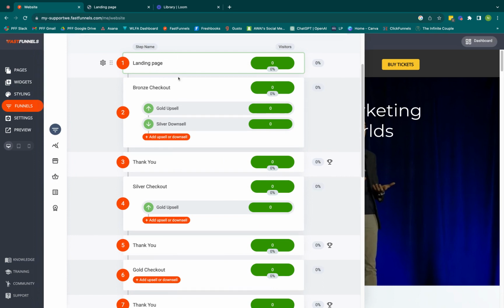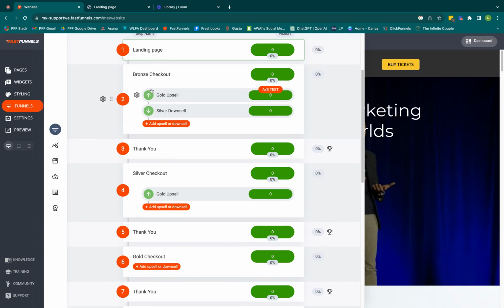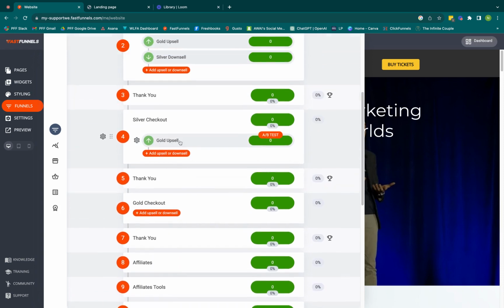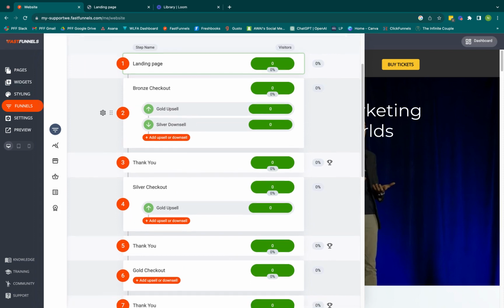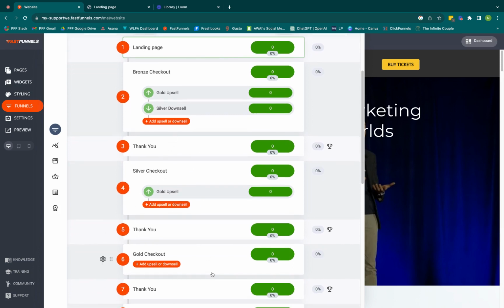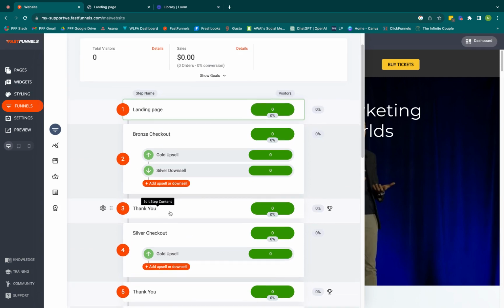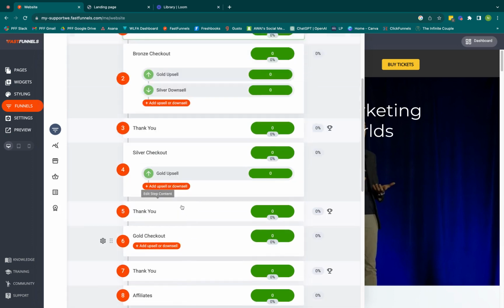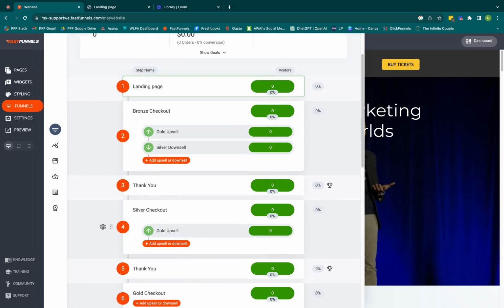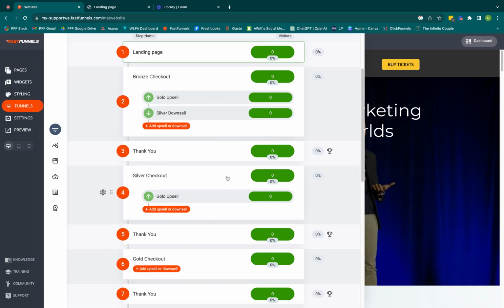They come to the landing page, and you want to have a separate checkout for each ticket. So if you have multiple tickets, let's just say bronze, silver, gold, in this situation, you want to have a bronze checkout, a silver checkout, and a gold checkout. Each of those checkouts needs to have their own thank you page, right? It could be a duplicate of one thank you page. However, you may want to say something different to your silver ticket holders, and something different to your gold ticket holders. So you want to make sure that you have your different thank you pages.